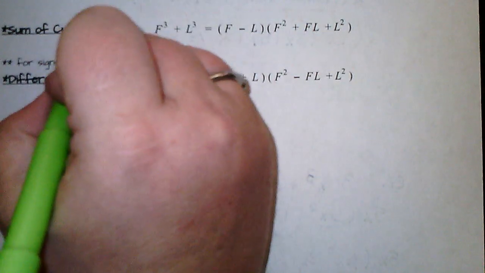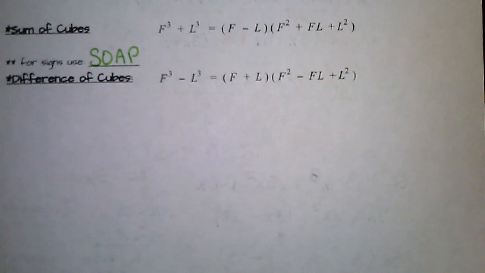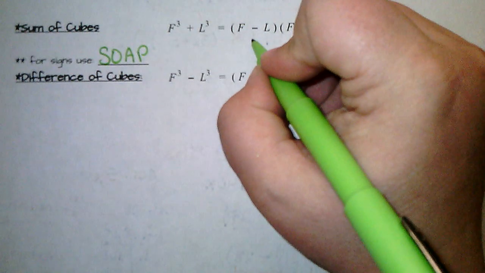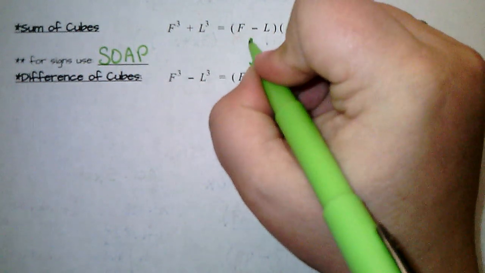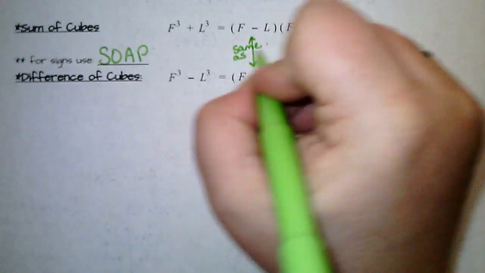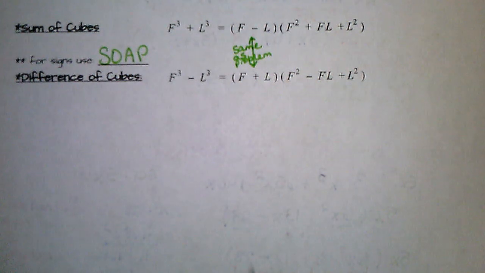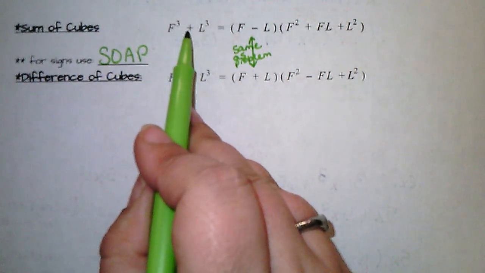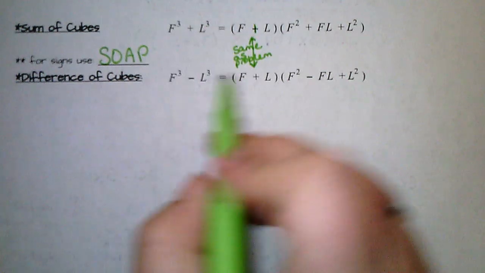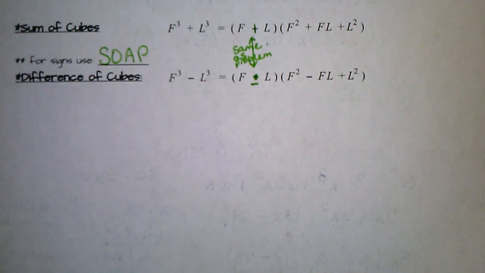So for the signs, we use SOAP, which I hope you all use every day, multiple times a day. So to use SOAP, this sign should be the same as the problem. Okay, so it should be the same as the problem. So this is a plus, this one should be a plus. This is a minus, this one should be a minus.